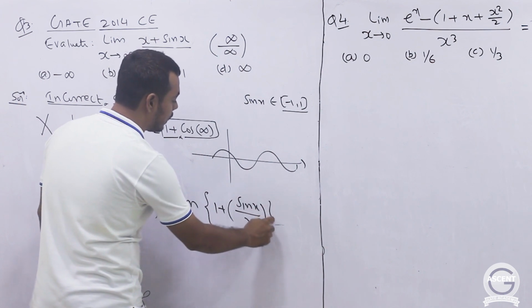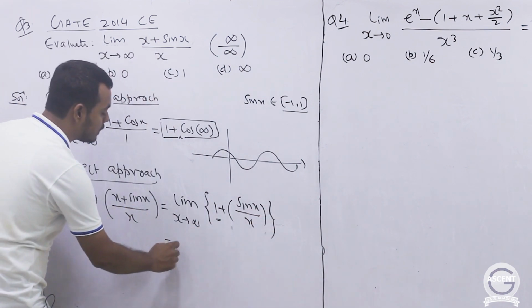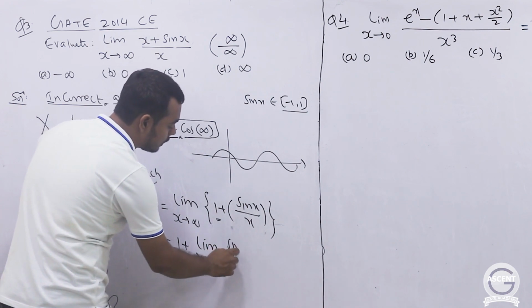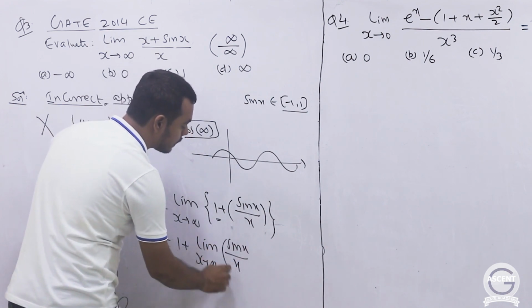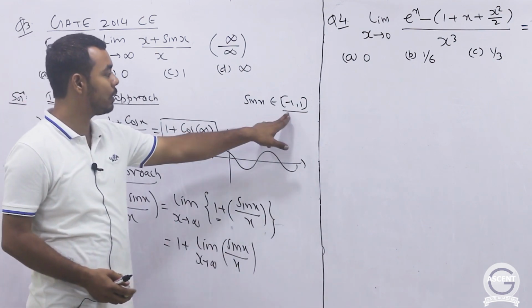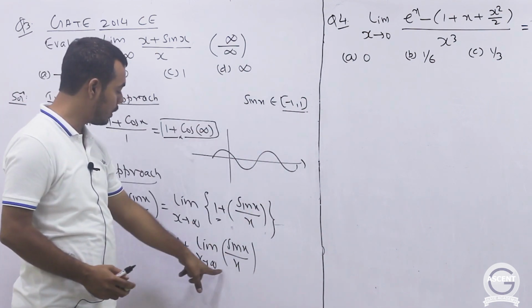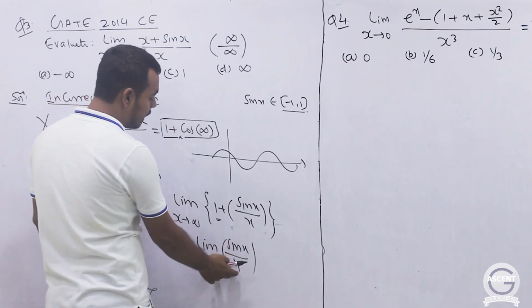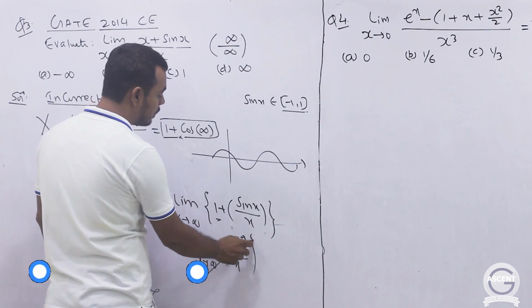We can take this 1 outside. So we can write this as 1 plus limit x tending to infinity of sine x by x. Now we all know that sine x is a number from -1 to +1, and your denominator is approaching infinity. So any finite number divided by infinity will give us 0.